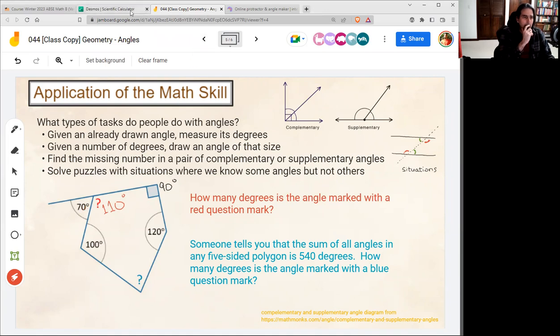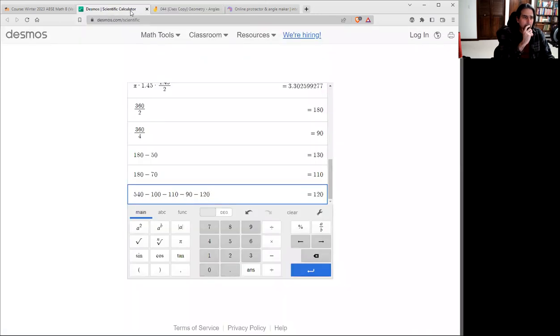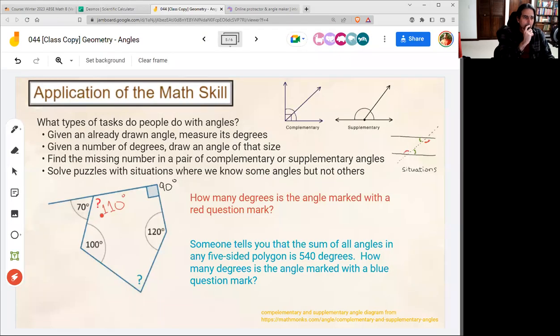100, 110, 90, 120. 1, 2, 3, 4. The 100 and the 110. I'm sorry, the 110 and the 90 add up to 200, 300, 420. And that's right. Maybe whoever drew this is just drawing it very badly. That would be a shame if I had to find more clip art. Oh, well, okay.